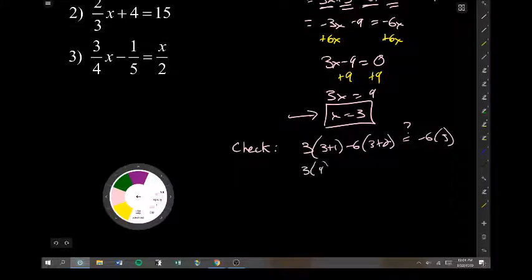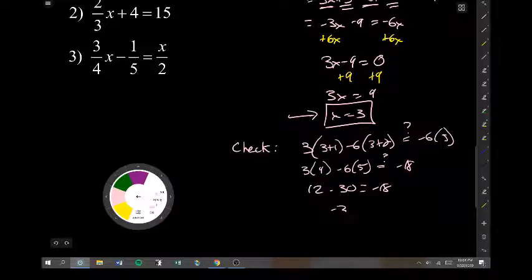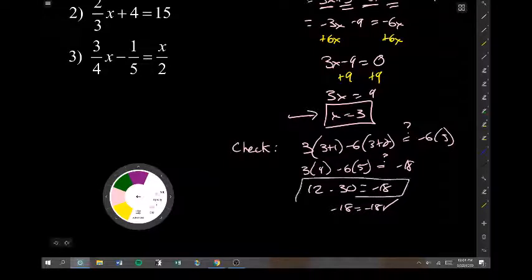Well, 3 times 4 minus 6 times 5. Is that the same as negative 18? Well, 12 minus 30 does equal negative 18, because negative 18 equals negative 18. So boom. Notice, once I was sure they were equal to each other, I put equals. I didn't ask anymore. I said, yes, 12 minus 30 is negative 18. So there, I've solved it.